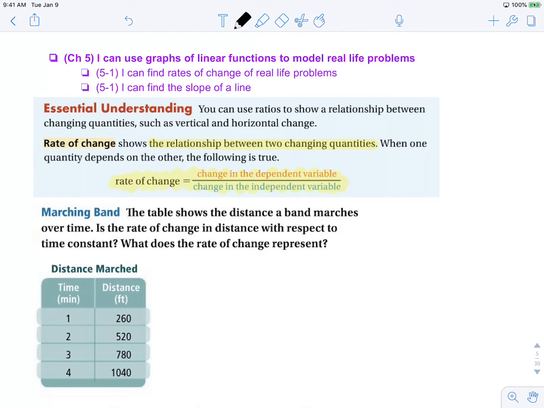The table below shows the distance a band marches over time. Is the rate of change in distance with respect to time constant? What does the rate of change represent?